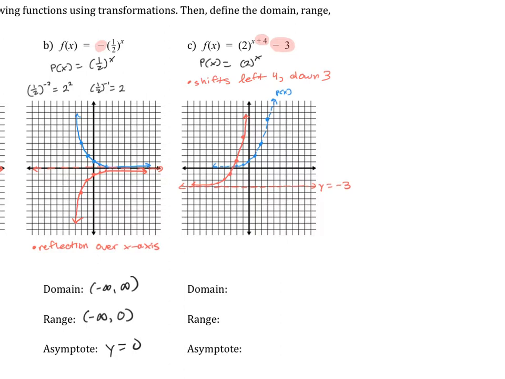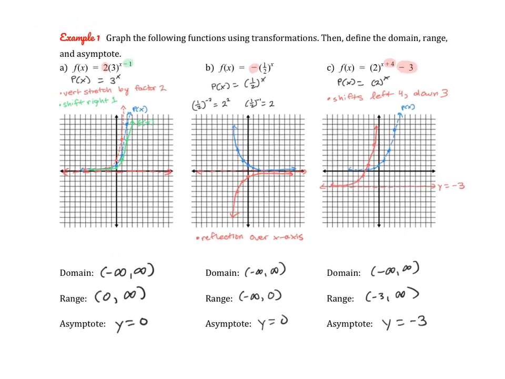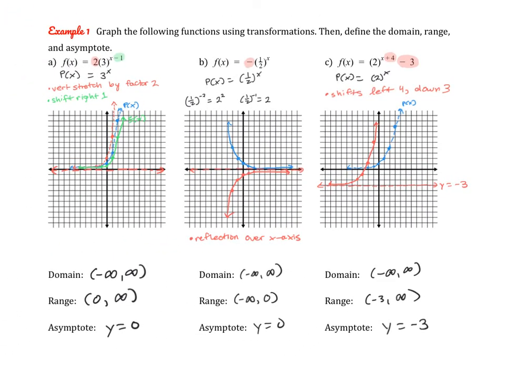The only time our horizontal asymptote will change is when we have a vertical shift up or down. So the domain of f of x, of our function, is still all real numbers. For our range, again, you can see it's everything -3 and above, but it doesn't include -3. And then again, our horizontal asymptote is at y equals -3. So there you go. So you can see how, again, we can use transformations to help us graph our functions.